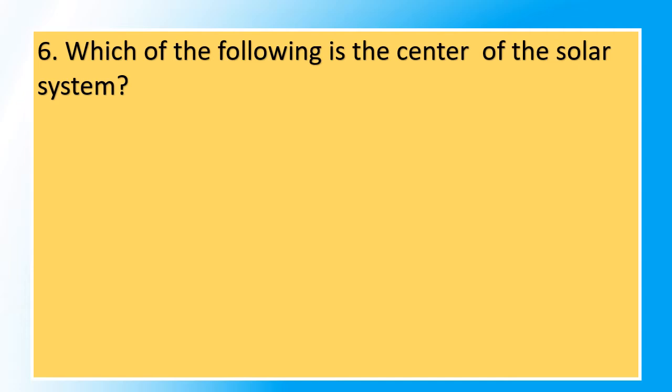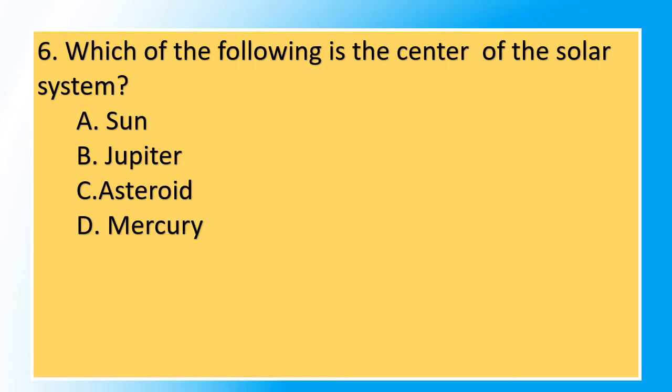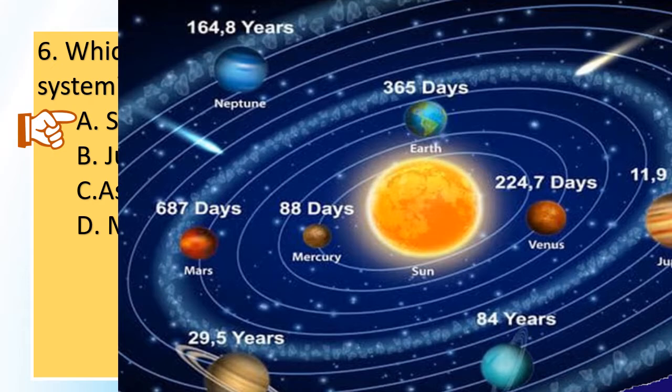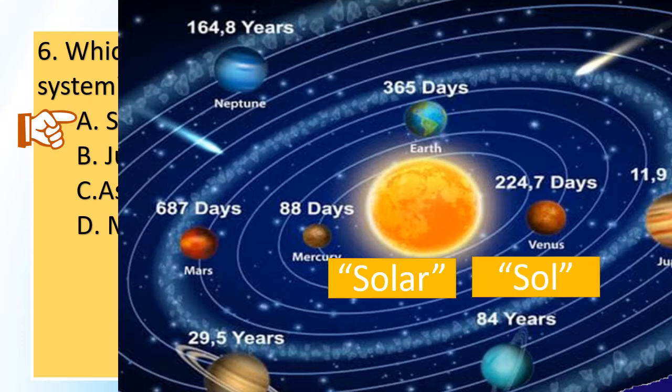Which of the following is the center of the solar system? A. Sun, B. Jupiter, C. Asteroid, and D. Mercury. And the correct answer is A, Sun. The Sun is the center of the solar system, from the Latin word sol meaning sun.